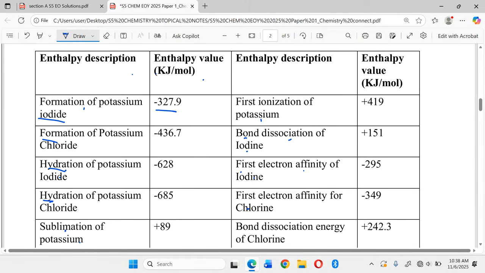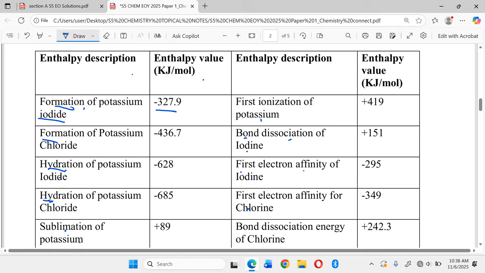Now, when we look at this item, we run very fast to thermochemistry. Thermochemistry is part of the topics we deal with under physical chemistry. And when we look at this item clearly, we see that we are looking at enthalpy changes. And when we look at these enthalpy changes, we need to know what each of these means.